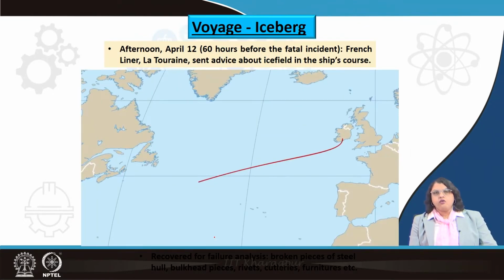Okay. Now, on the afternoon of April 12th, the day after it started from Ireland, almost 60 hours before the fatal incident, Titanic was first informed by a French liner about the presence of an ice field in the ship's course. So, there were some icebergs on its assigned path that Titanic had already been told about, which however was overlooked.